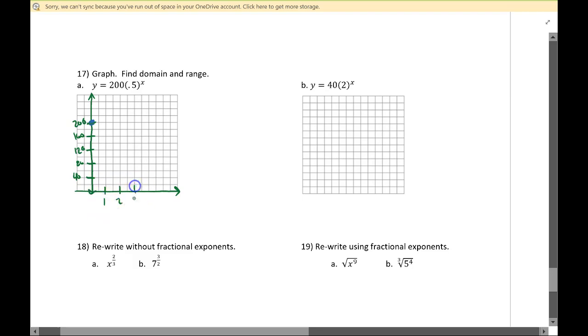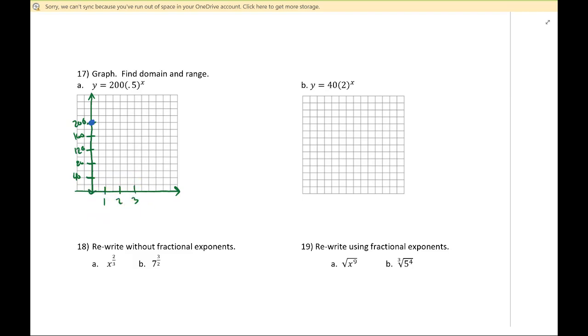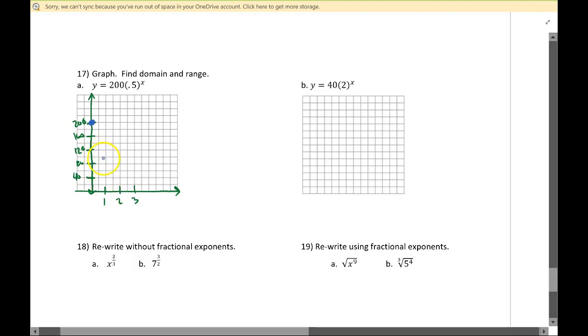1, 2, 3. So at 1, it would be 100. Half of 100 is 50. Okay, and that right there would probably be enough points. All right, we know, and we should know it's decreasing because the b value was 0.5, less than 1.